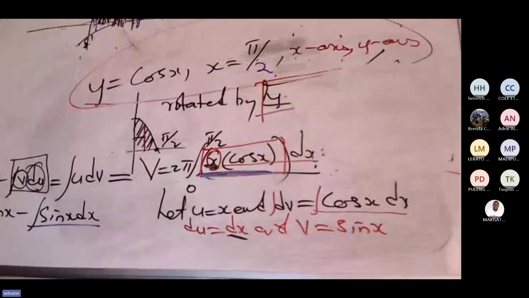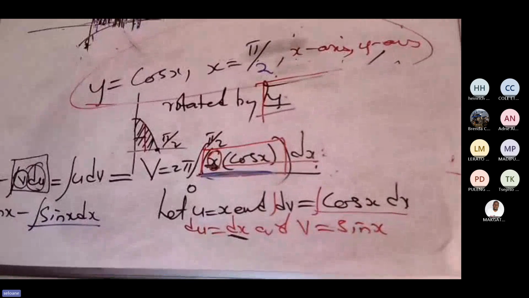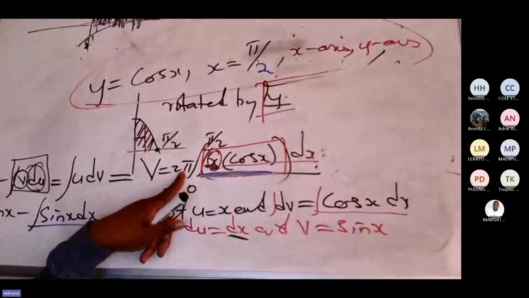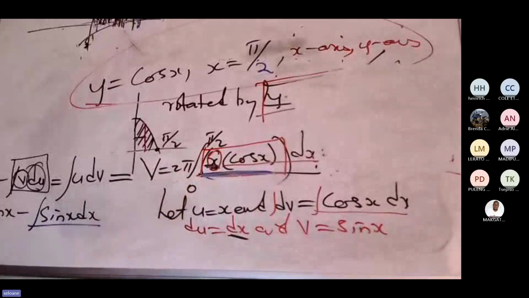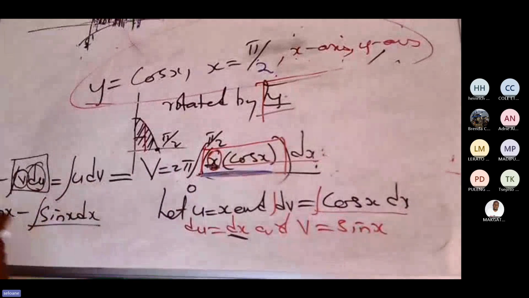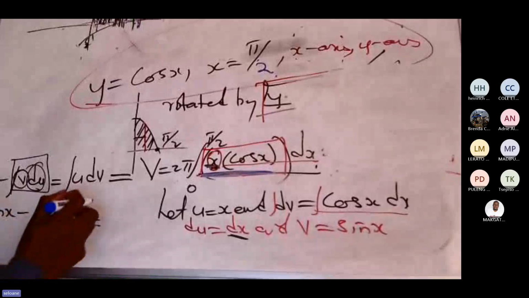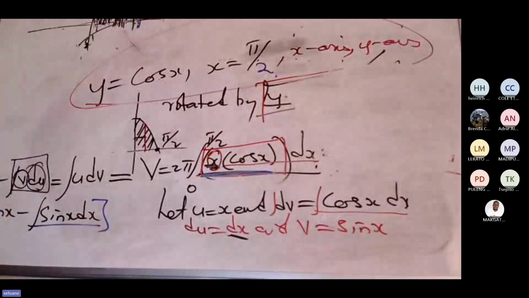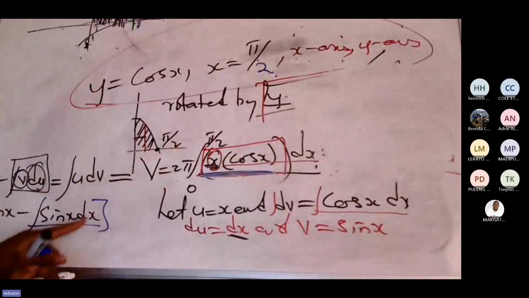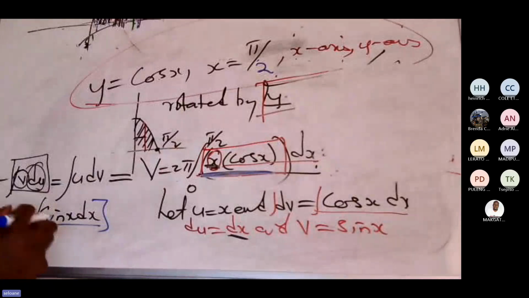That is the whole purpose of integration by parts. But don't forget the 2 pi here, and don't forget the limits. You still have 2 pi in brackets. There is still 2 pi here, don't forget it. And the limits are still the same, from the limits here, everything.